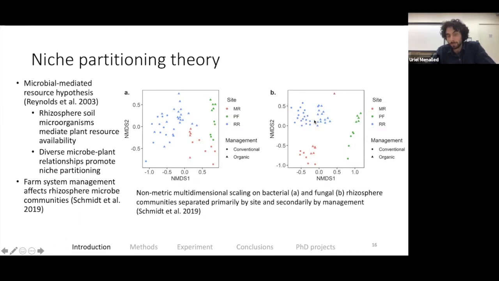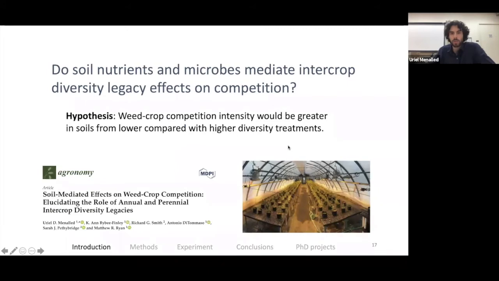conventional systems. So, given all this past work, when I came to the drawing board and decided to formulate my master's project, I decided to ask, do soil nutrients and microbes mediate intercrop diversity legacy effects on competition? And a key word in my question is that I'm looking at legacy effects. Okay, I'm looking at whether intercrop diversity has a rotational effect or a carryover effect.